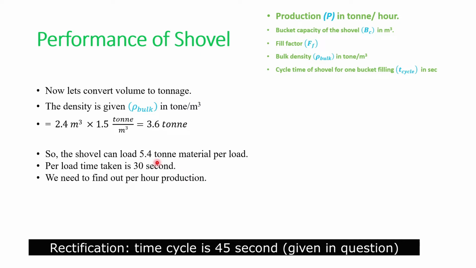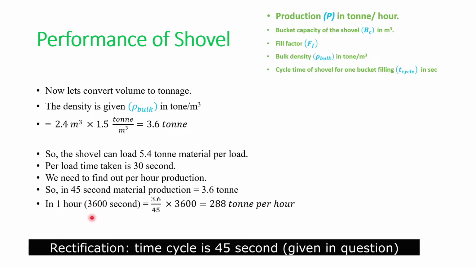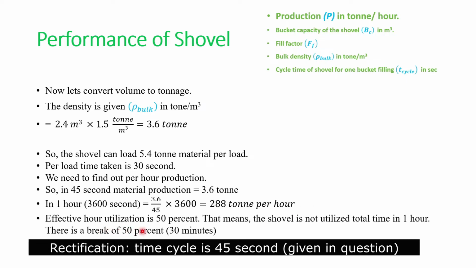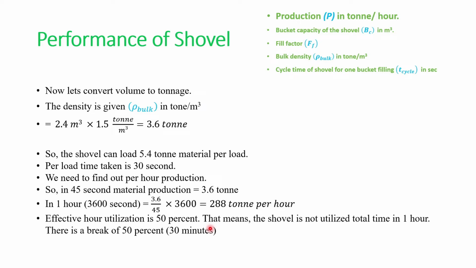We need to find the hourly production. So in 45 seconds, material production is 3.6 ton. So in 1 hour, that is 3600 seconds, the material production will be 288 ton per hour. However, in the question it is given that the effective hour utilization is 50%. That means the shovel is utilized only 50% of the total 1 hour. So the hourly production will be 288 into 0.5, that is 144 ton per hour.